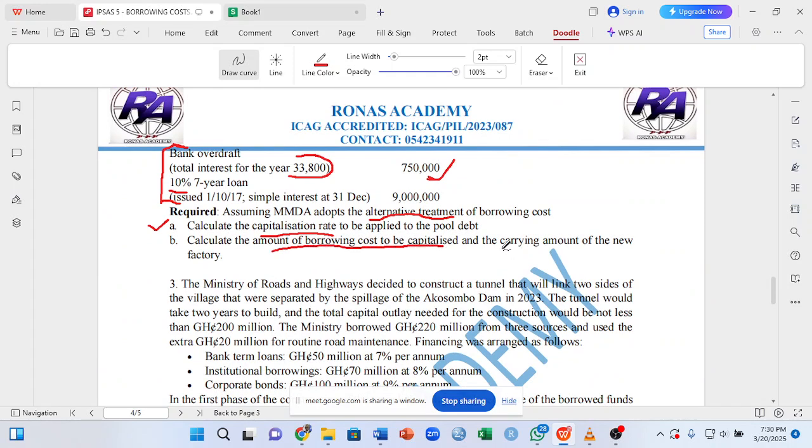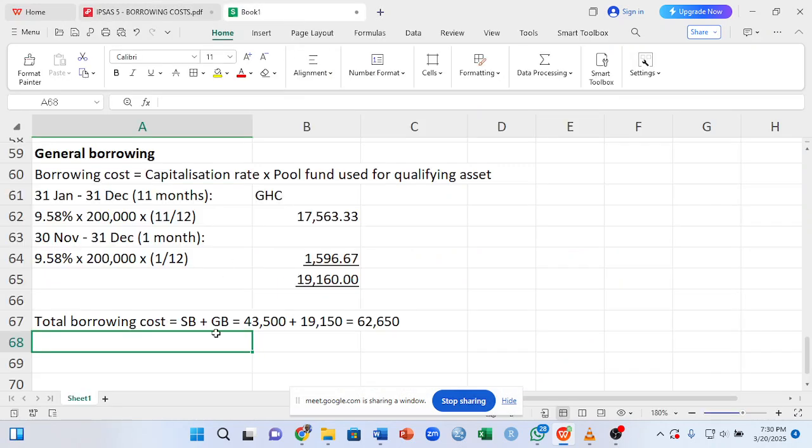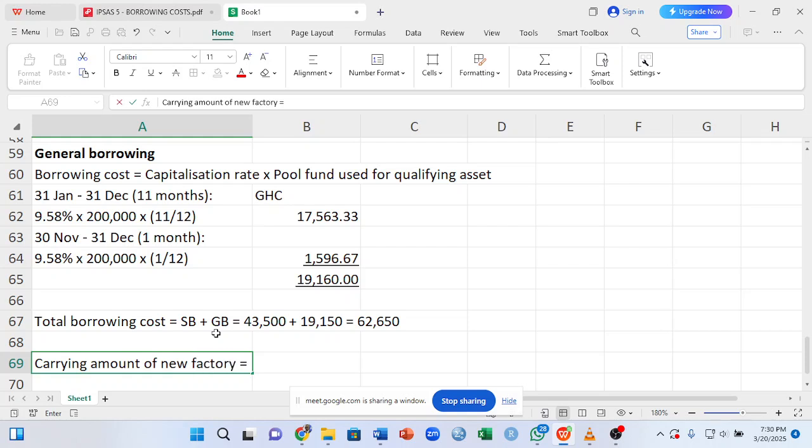And then the next one, we should look for the carrying amount of the new factory. So we have to look for that one too. It's the same as calculating the cost of the qualifying asset, which will be the loan value you used for the qualifying asset plus the borrowing cost, the total borrowing cost to capitalize.